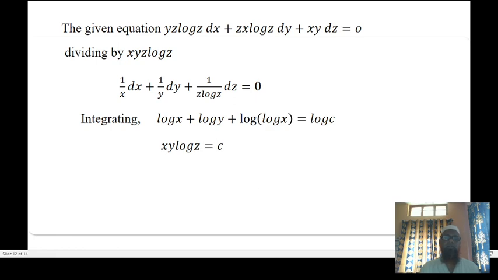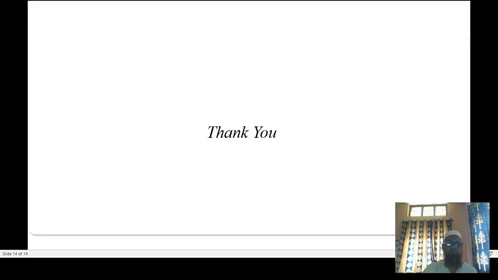This is about the first method, that is solving the total differential equation by the inspection method. So references, next, thank you.